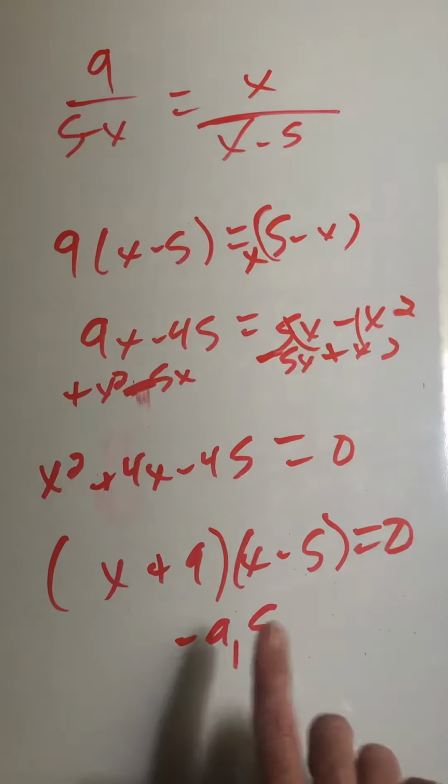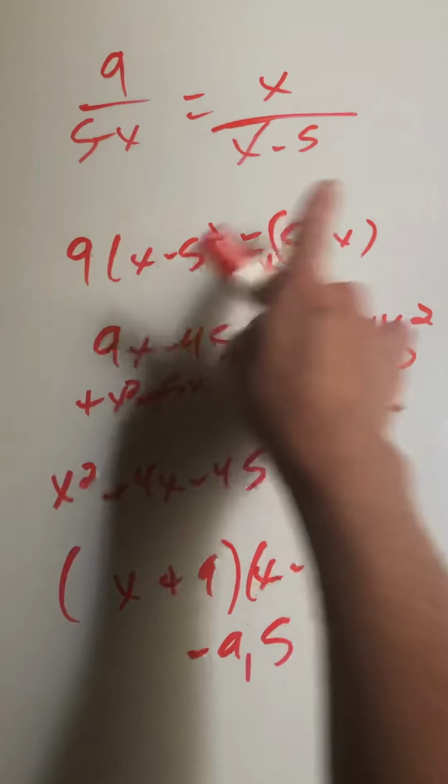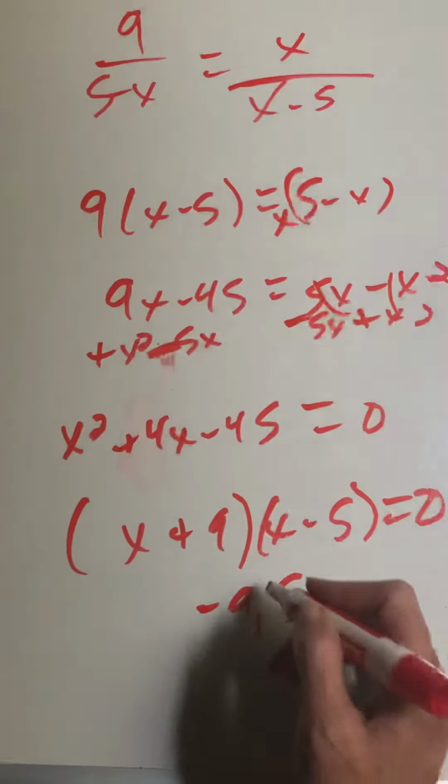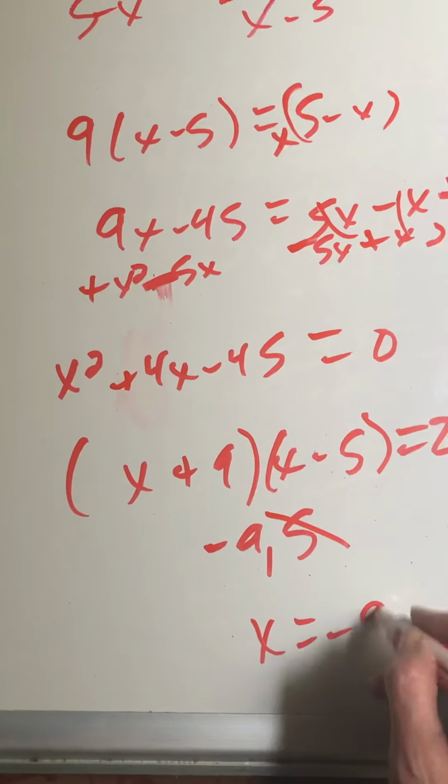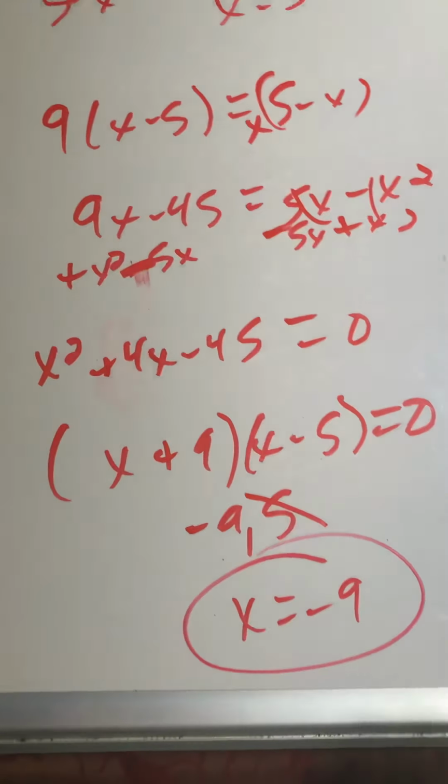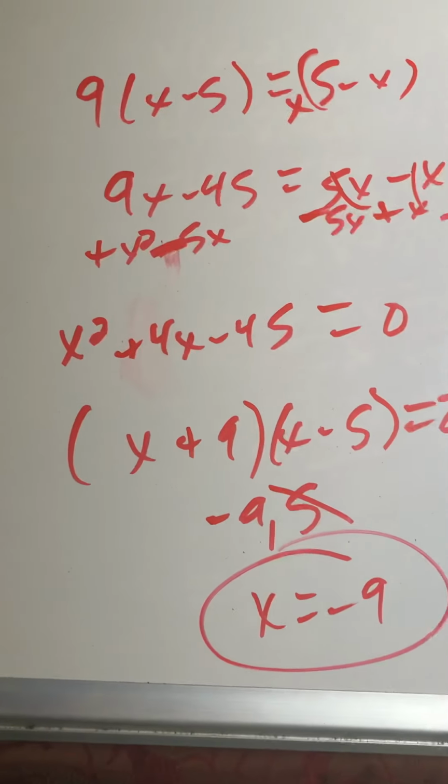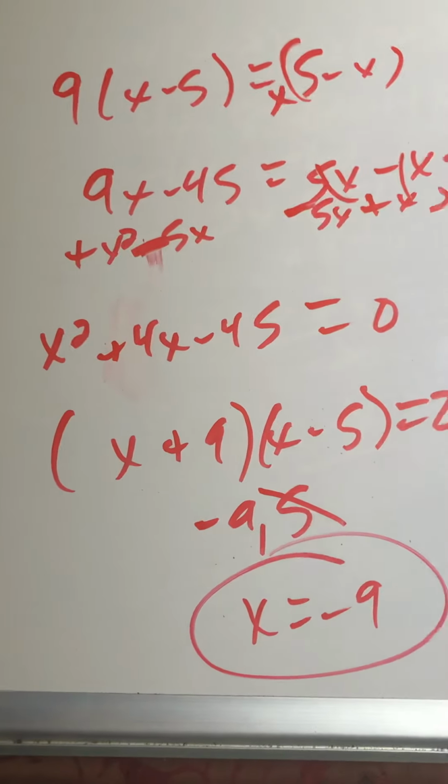Maybe 5 makes both of those 0. So the only answer here is negative 9. Again, make sure you pay attention to that, because that'll catch you. Just make sure you pay attention to that.